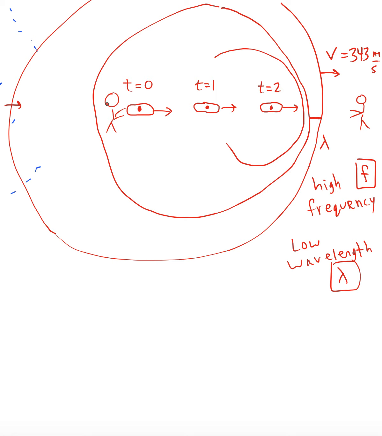So what should the person over here hear? Will they hear a high frequency or a low frequency? Well, assuming that these wave crests still travel with the same speed, the number of crests that hit their ear per time will actually not be that high. They will hear low frequency on this side. And there's a large wavelength.